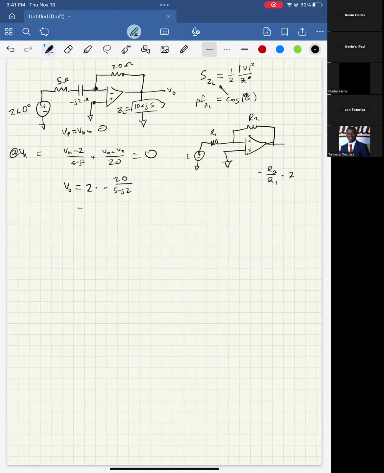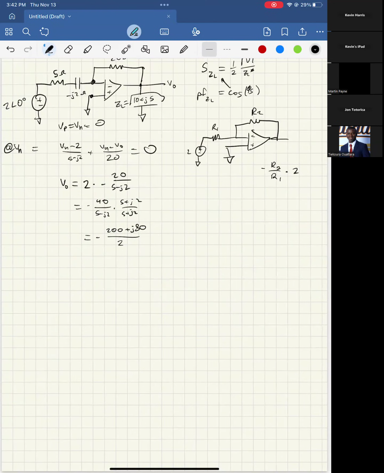If we then do this math, we're going to get negative 40 over 5 minus j2, times 5 plus j2 over 5 plus j2. What does this turn into? Okay, 5 times 40 is 200, so it's negative 200 plus j80 over 5 squared plus 4 squared, which is 25 plus 4, or 29. Let me fact check myself for V out.